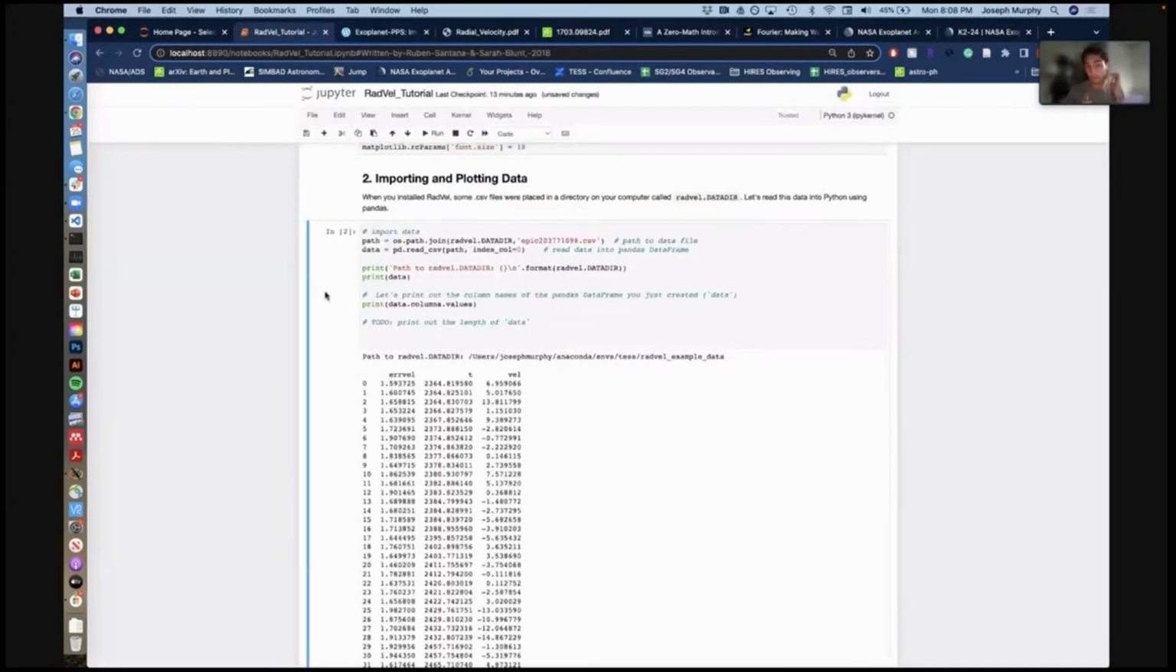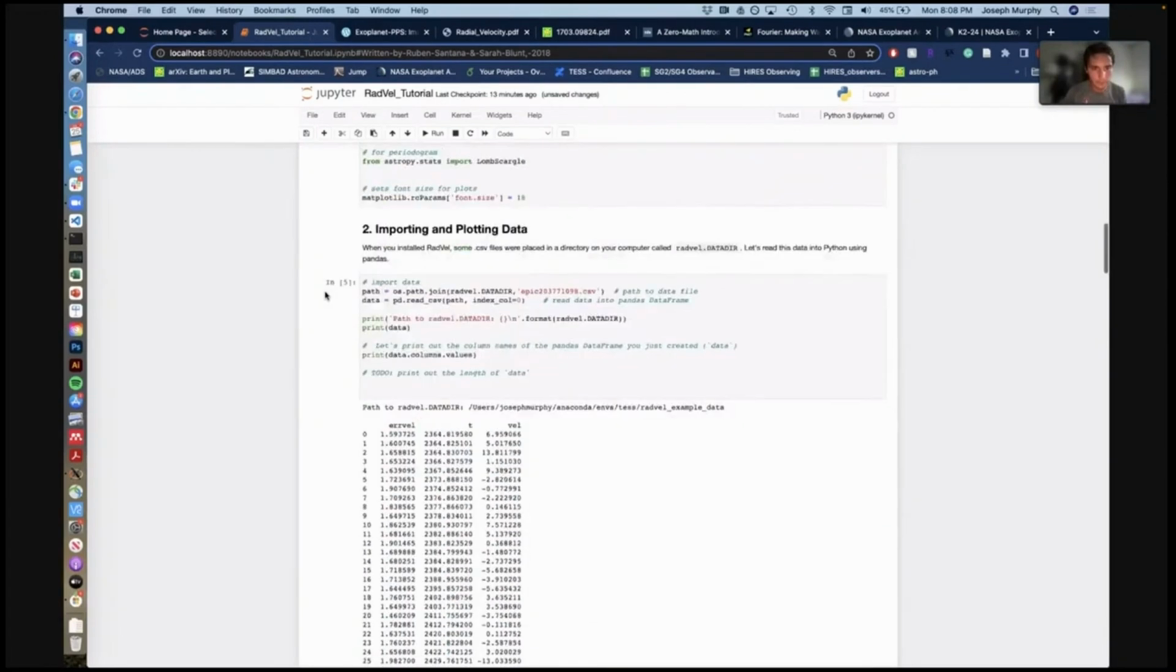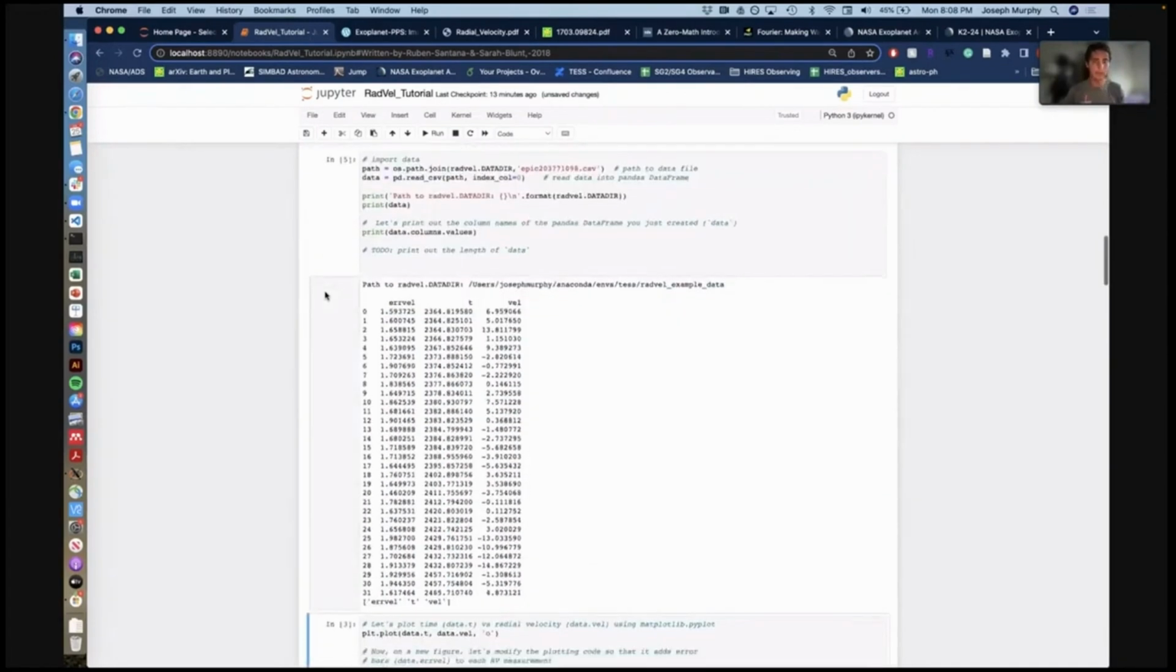Okay, so what does this data actually look like? Well, Radvel, once we install it, actually comes with a little bit of data itself. So if we look at some of the data that Radvel has come along with, we'll see that it's in a nice and orderly data frame for us. By printing out the columns of that data frame object, we're using pandas to read in a CSV file.